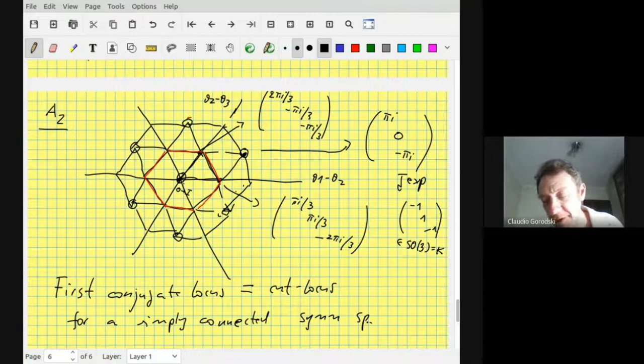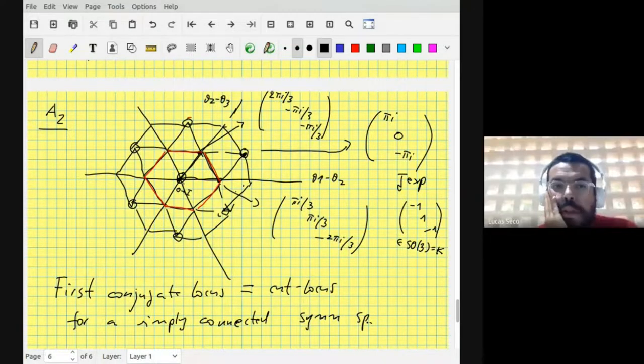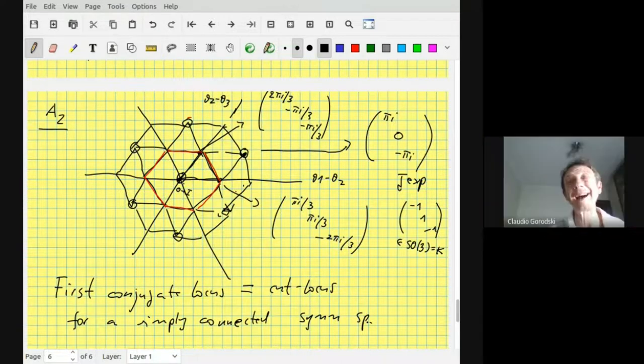Well, I have what? 15 minutes more. 15. Yeah. Claudio, what about the cut locus for non simply connected spaces? Ah, good point.